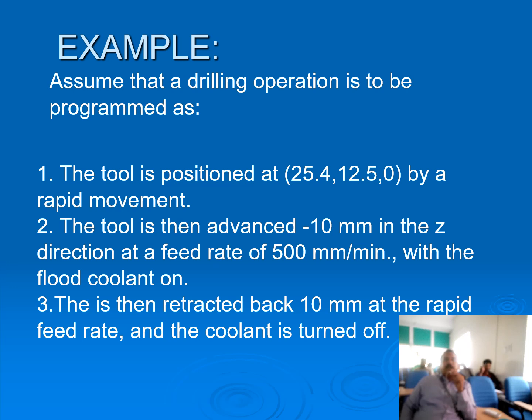Assume that a drilling operation is to be programmed. The tool is positioned at 25.4, 12.50, so that is X, Y, Z values, by a rapid movement. The tool is then advanced 10 millimeters in the Z direction at a feed rate of 500 millimeters per minute with flood coolant on. Then retracted back 10 millimeters at the rapid feed rate and the coolant is now turned off.